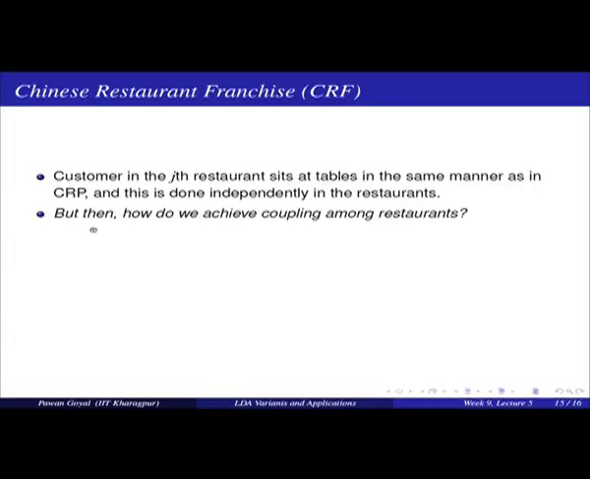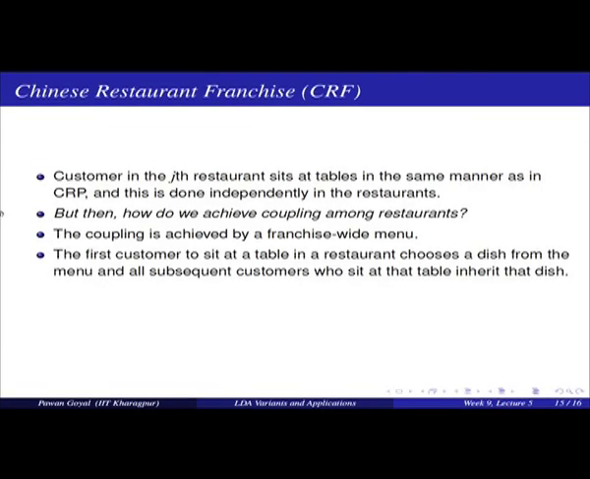So how do we achieve coupling among the restaurants? This is achieved by a franchise-wide menu. We say that the first customer to sit at a table in a restaurant chooses a dish from the menu, and all the customers who are sitting at that table will share the same dish.